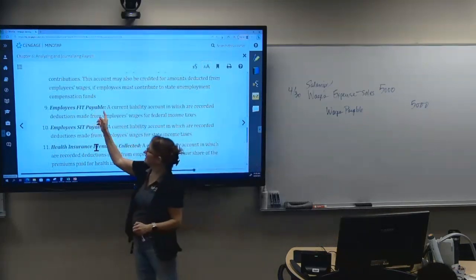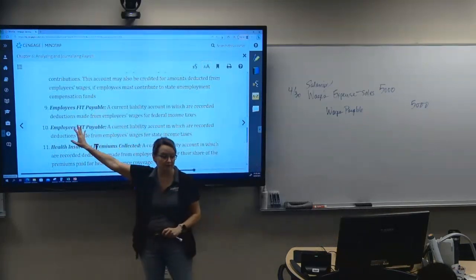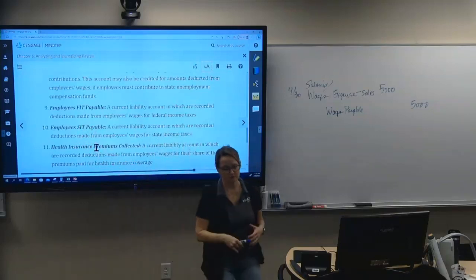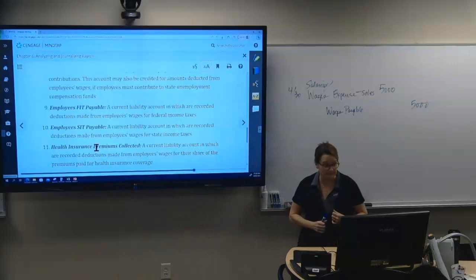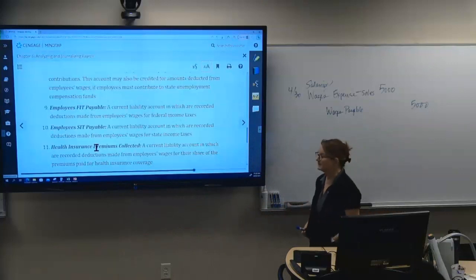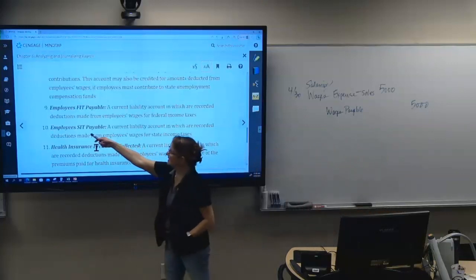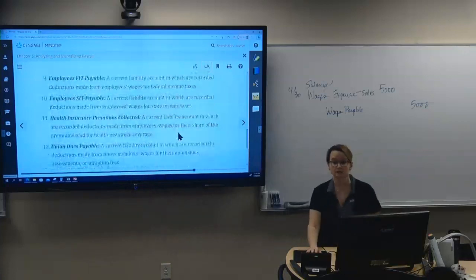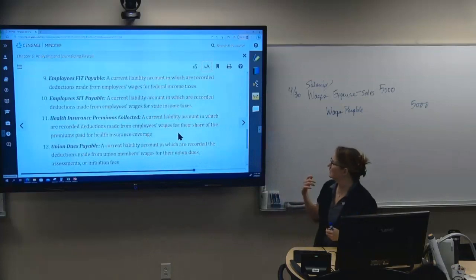Employees' federal income tax payable. And again, like I said, you want to make sure it's employees, because you don't want to get it confused with any federal income taxes that the company may need to pay. Same with the state income taxes. You want to make sure that you would specifically say employees.